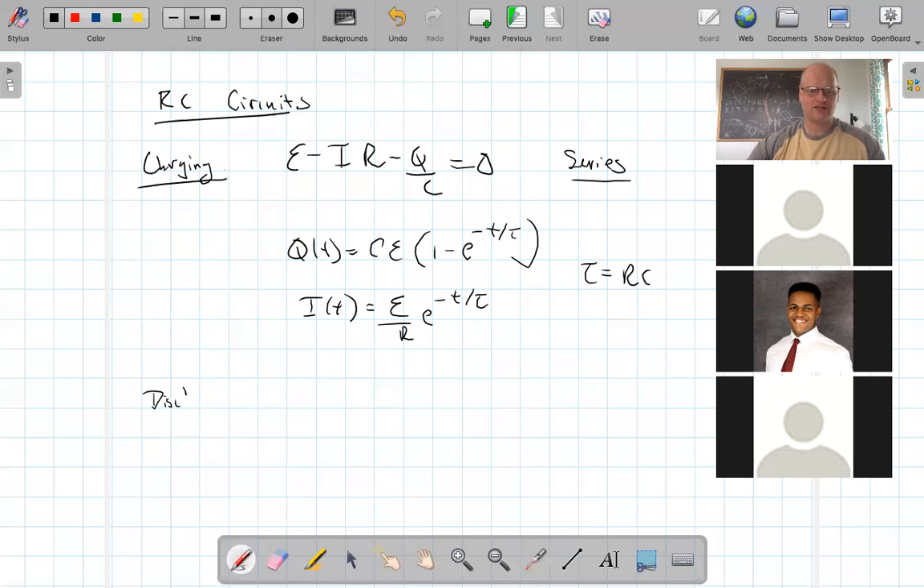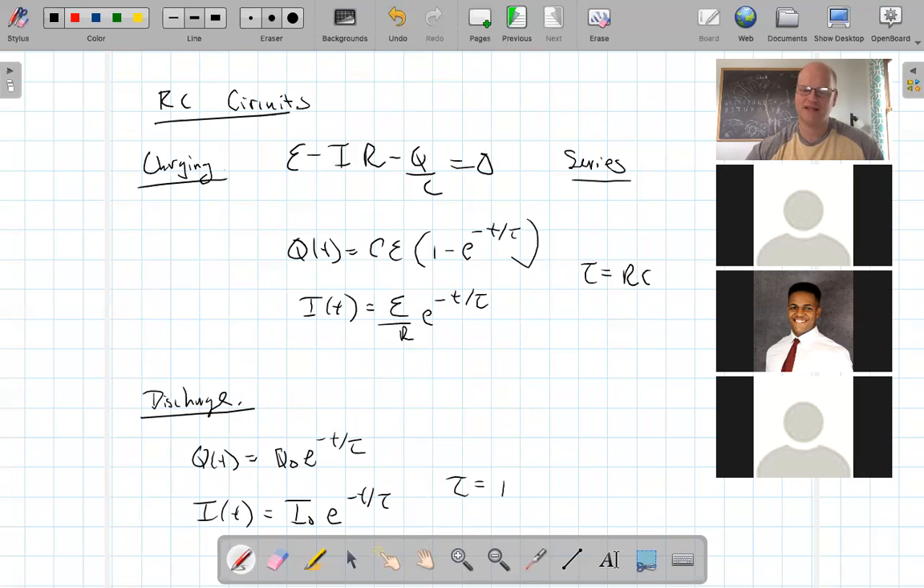For discharging, here we now have Q as a function of time is whatever the initial charge is, times e to the minus t over tau. And the current as a function of time is whatever the initial current is, times e to the minus t divided by tau. Again, tau is the same thing, R times C, and again, this is only true when they're in series.